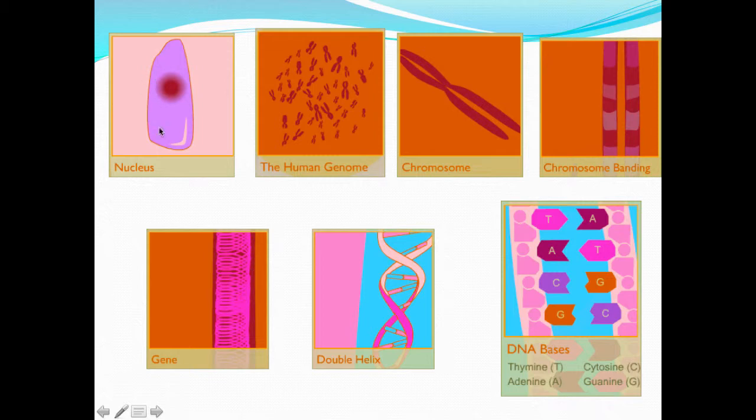So we have our nucleus. Inside our nucleus, we have all 46 chromosomes. Then we have chromosome banding, which is broken down into a gene, into the double helix, and into the DNA bases, with A binding to T and C binding to G.